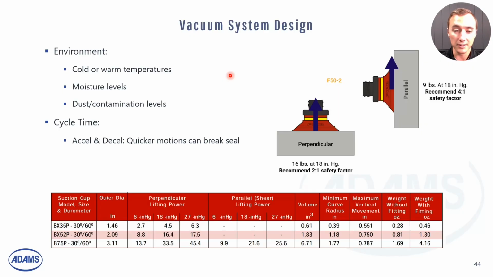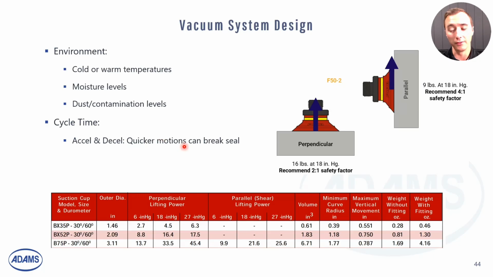As you're designing your system, you also want to take other considerations into account, like the environment. Is it cold or warm? Is there moisture present? Is it a dusty or contaminated environment, like a sawmill? Or is it more like a medical device environment or application where everything's very clean? It's very easy to get good seals and not have issues with the cups getting quickly worn or creating bad seals. You also want to look at your cycle times.